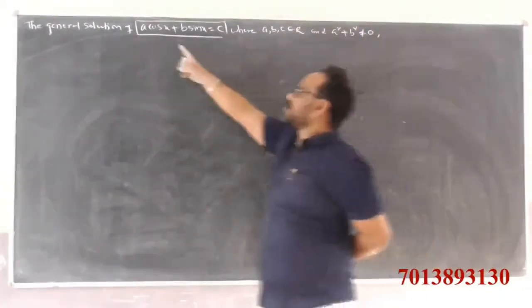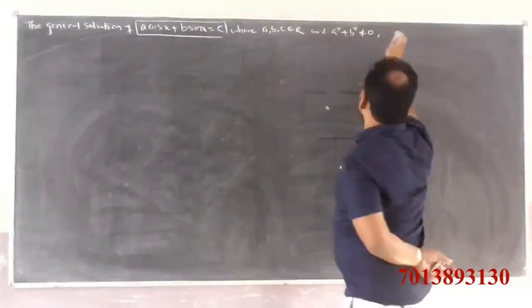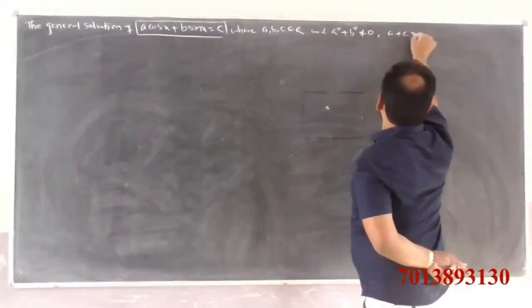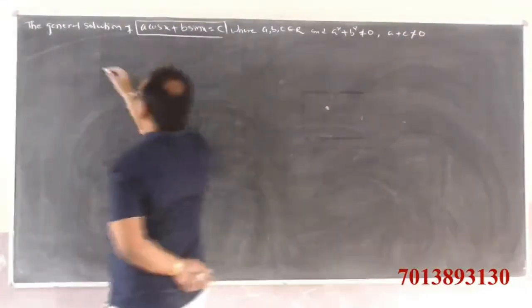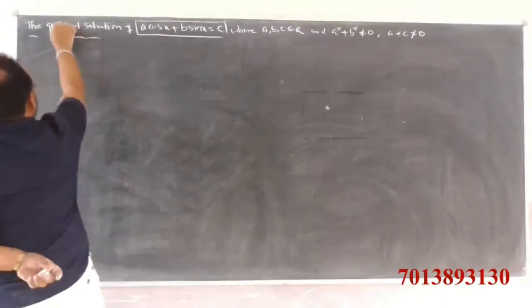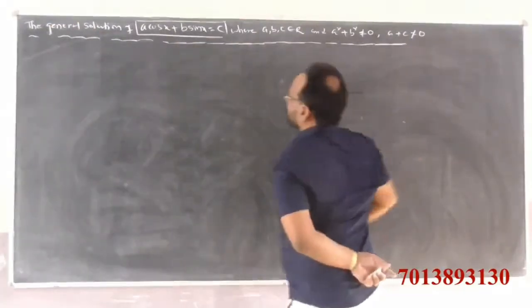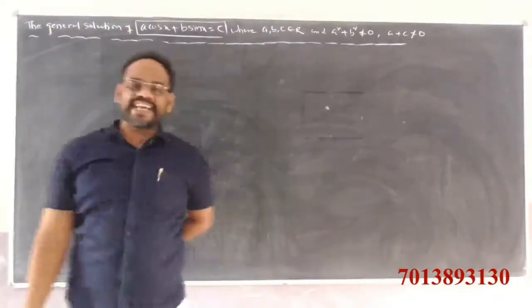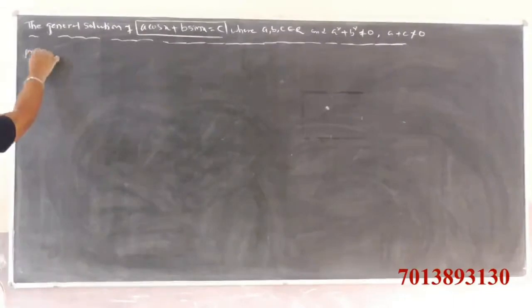The coefficient of cos x and the coefficient of sin x: a square plus b square is not equal to 0, and a plus c is also not equal to 0. How to find the general solution of this trigonometric equation a cos x plus b sin x? We want the general solution. Proof observed here.